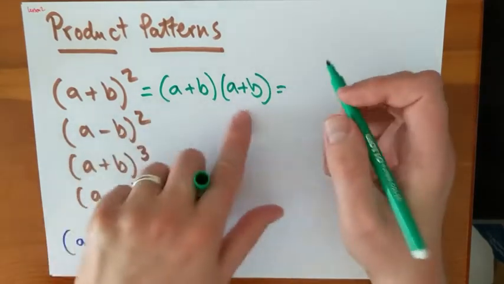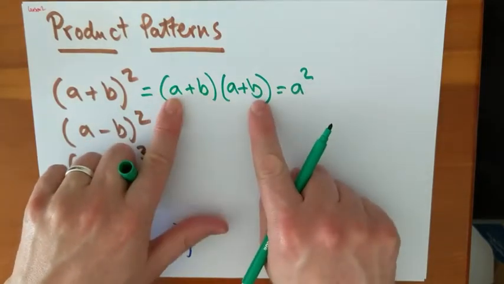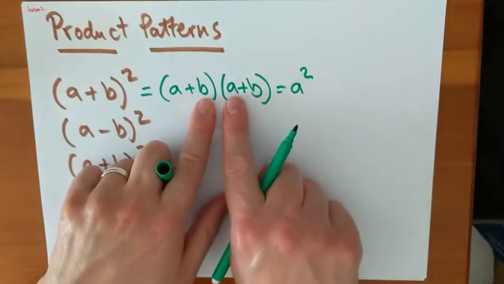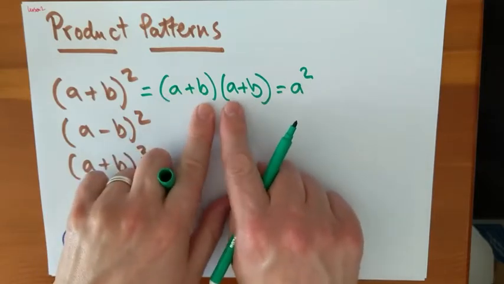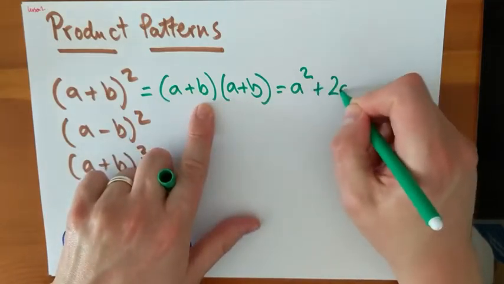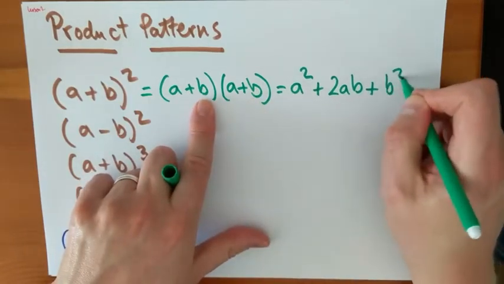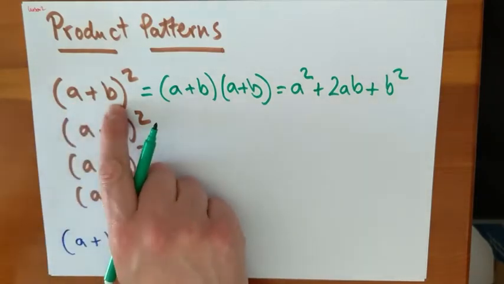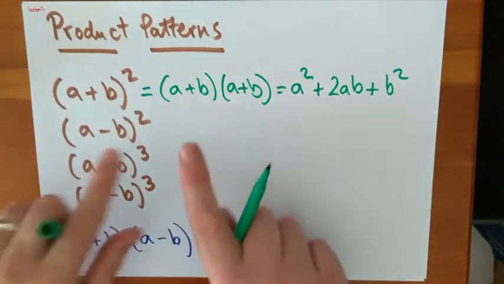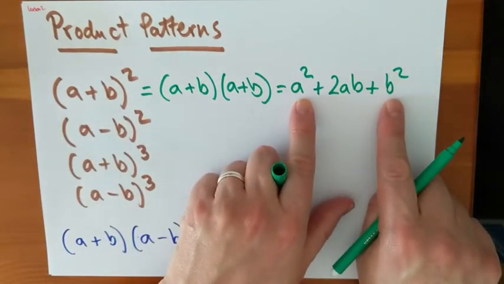You would get a times a gives you a squared, a times b gives you ab, and then you also get ab again from the middle terms. The outside gives you ab, the inside gives you ab, so you end up with 2ab, and right at the end you get b squared. And instead of a's and b's, you could have anything here. You could have letters, numbers, combinations of different variables, but if you have this pattern, you can quickly jump straight to the answer like this.